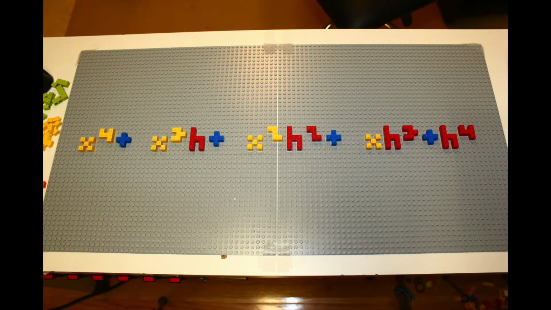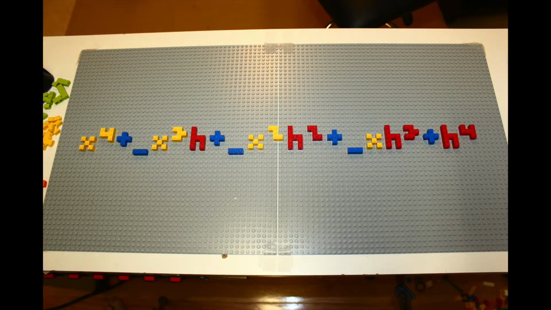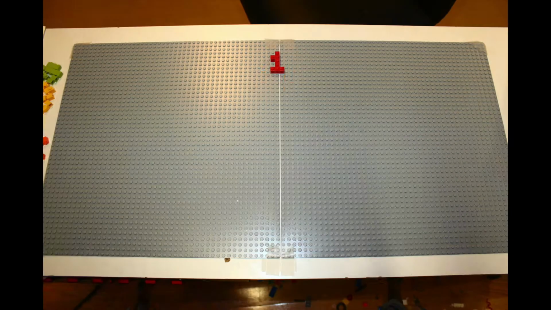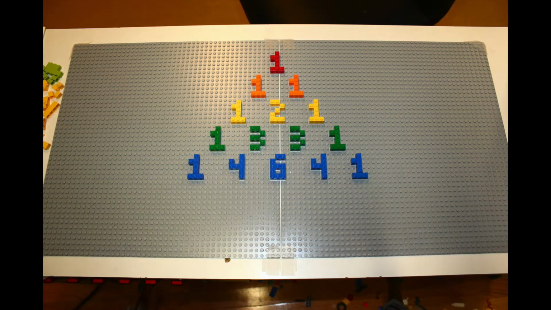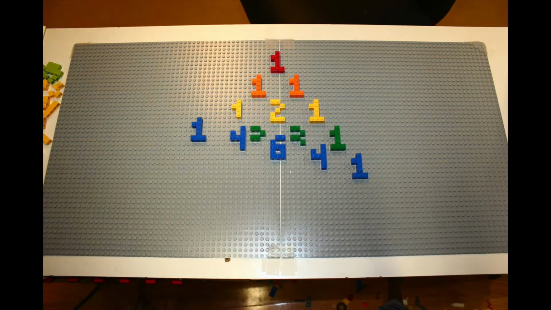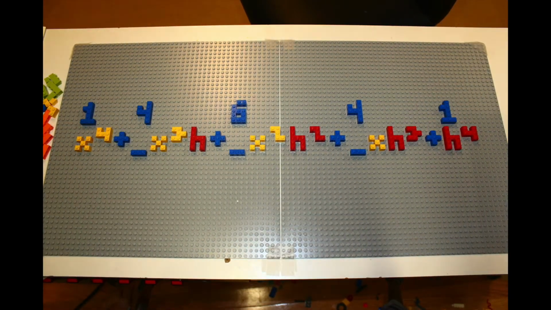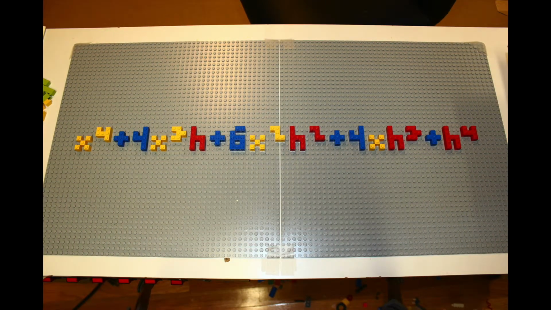However, all of these terms also have coefficients on them that we have yet to find, and these coefficients come from Pascal's triangle, the triangle of numbers constructed by adding up the adjacent numbers in the previous row. In this case, because our binomial x plus h is being raised to the fourth power, our coefficients will come from the row of Pascal's triangle whose second term is a 4, shown here in blue. Adding these coefficients onto each term, we now have the full binomial expansion of x plus h to the fourth.